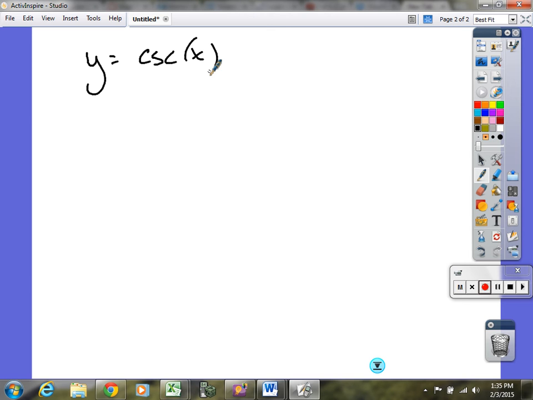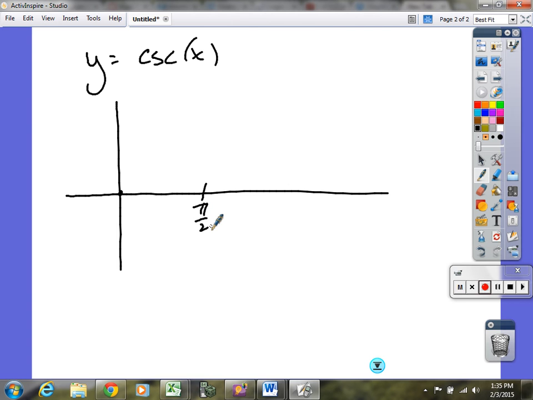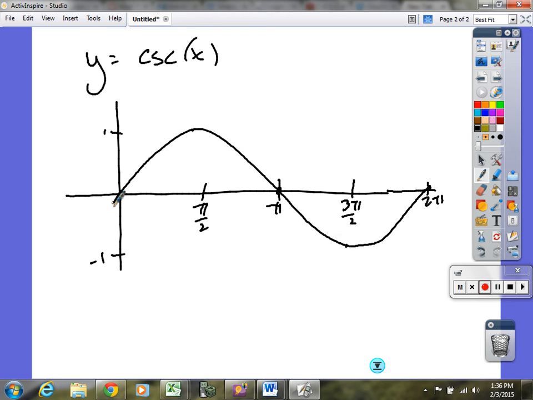Okay, so therefore, I'm going to graph sine first. Once again, still using the nice values. So 0, pi half. What was the sine of pi half? It was 1. Pi was 0. 3 pi halves was -1. And then we have 2 pi. And it came back to 0. Now, here is in black the sine graph. This is not the cosecant graph.